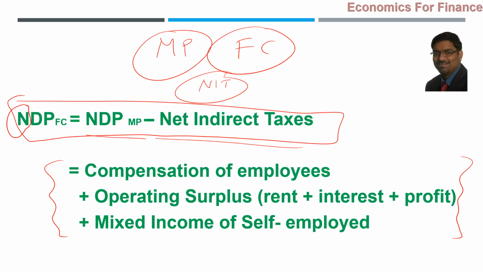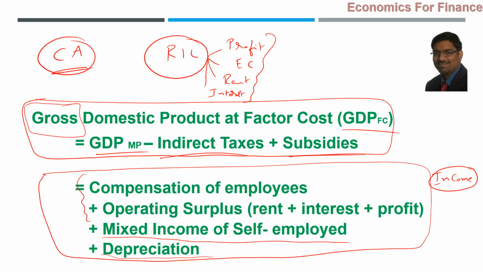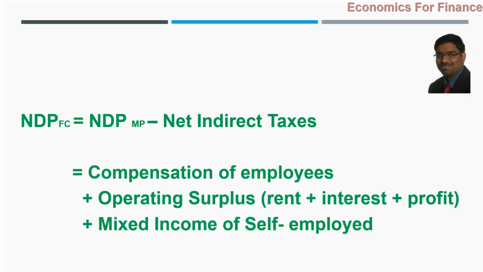When market prices are taken, that is already gross. From that, if you deduct depreciation, you get net. But here, we are not going from market values. Directly, we are getting the factor cost in the form of wages, rent, interest, profit, and mixed incomes. So after doing all these additions from the income point of view, adding depreciation will give you GDP at factor cost, whereas without adding depreciation, you will get NDP at factor cost.